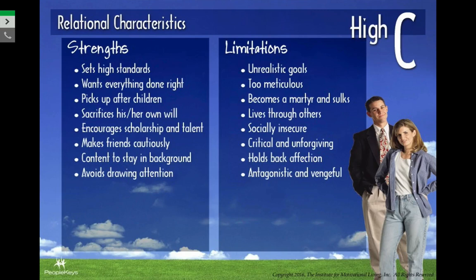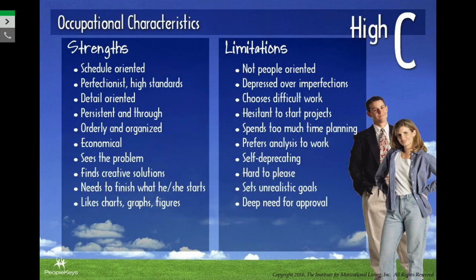Limitations: they can sometimes have unrealistic goals. They're perfectionists. They think it all through. They can be too meticulous, though. They live their life through others. They can be critical and unforgiving, and they can hold back affection. So that's really important to be aware of those limitations.